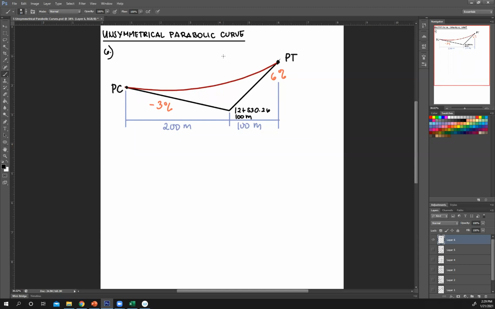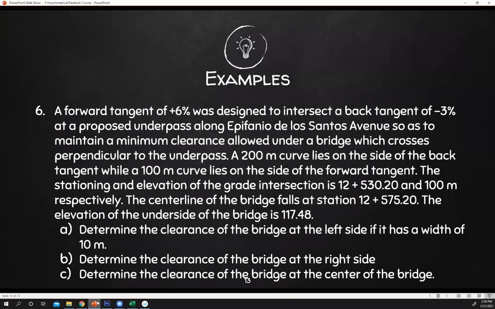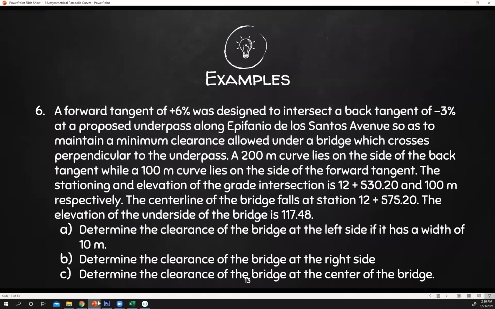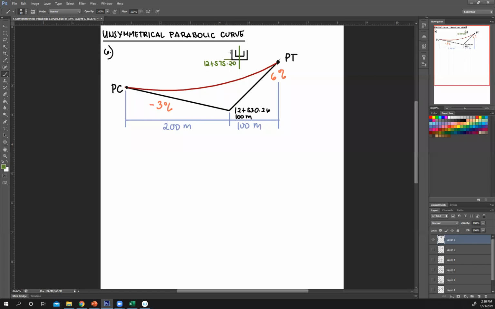So drawing the center line of your bridge at 12 plus 575, the underside of the bridge is 117.48. So that's all that's given.